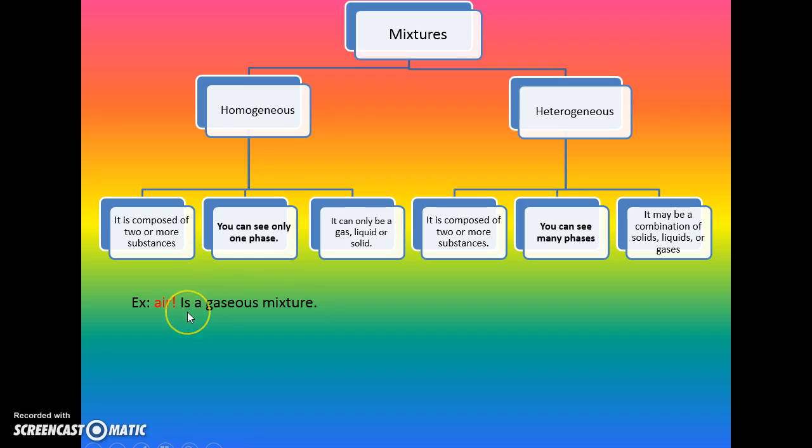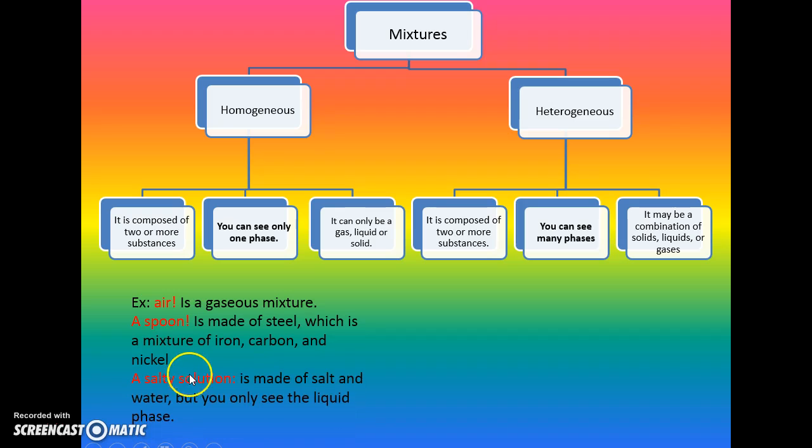Here are some examples of homogeneous mixtures. Air. As you know, air is not pure. You have many different gases in the air. We know there's oxygen, there's nitrogen, there's carbon dioxide, there's water vapor, but for us, it all looks like one single phase. You have even a spoon, which is made of steel, a mixture of iron, carbon, and nickel. And you have a salty solution. It is made of salt and water, but you only see the liquid phase. There is salt in there, and the one way to tell is by tasting it.